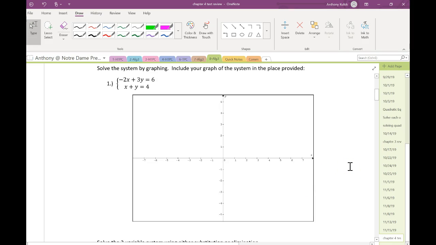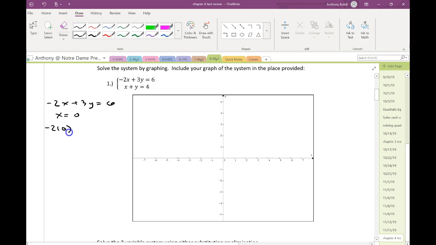So, if I wanted to solve this by graphing, I need to graph these equations, right? Notice that these are both going to be equations for lines. So how many points do I need to graph a line? 2. Okay? So we'll start with the first equation. I'm going to just pick a value for x. So let's pick something convenient. Maybe I'll pick x equals 0.